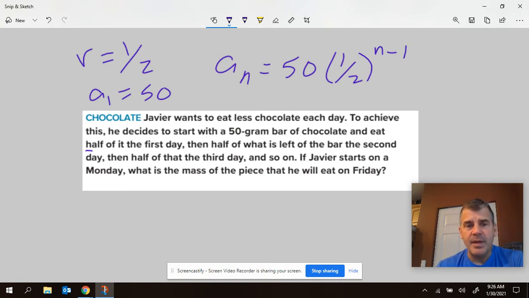For us to be able to then determine how much is left on Friday, we simply have to figure out how many days there are from Monday to Tuesday to Wednesday to Thursday to Friday. So you can count it out. Monday to Tuesday, there's 1 day. And then to Wednesday, there's 2 days. And to Thursday, there's 3 days. And to Friday, there's 4 days.